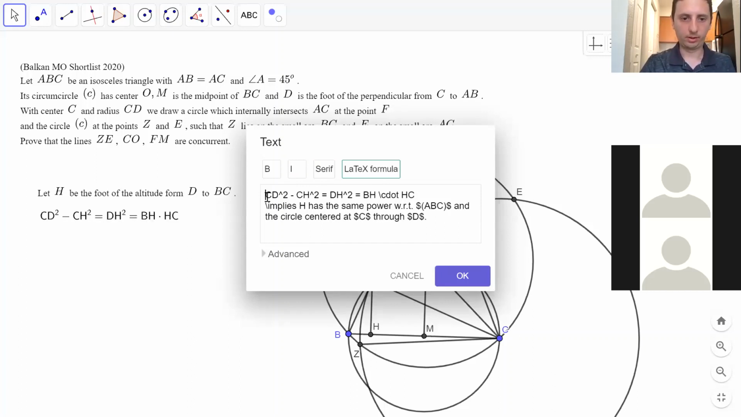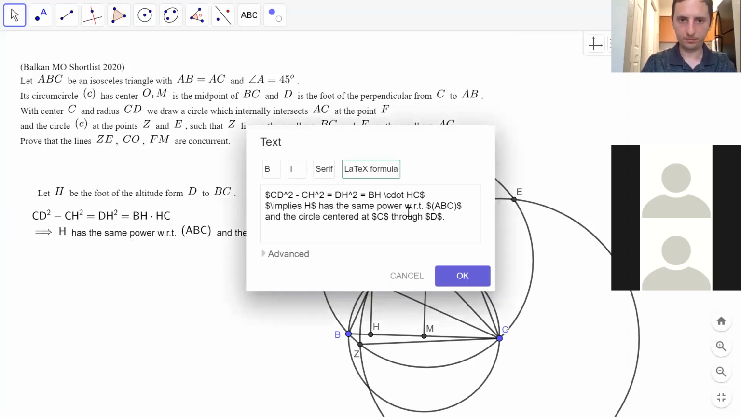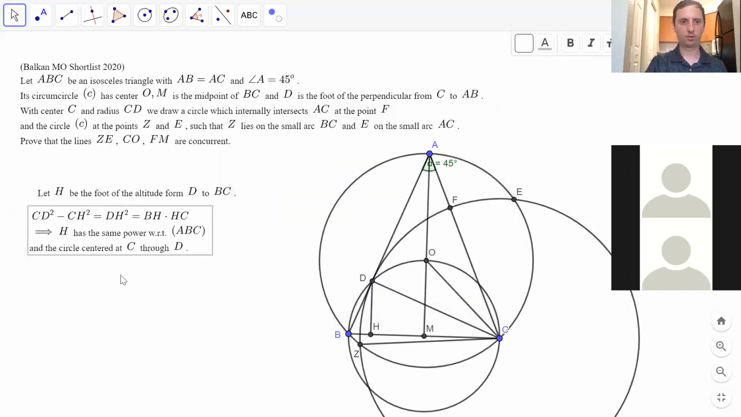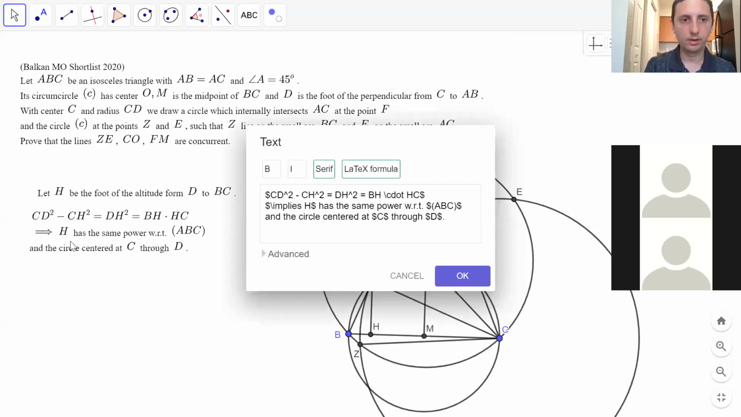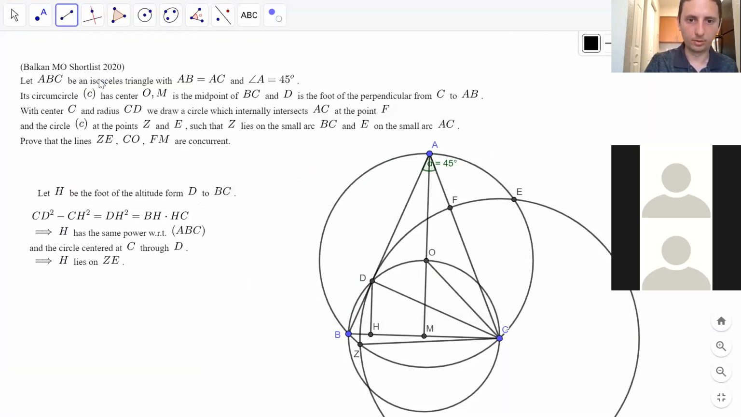All right. Let me hold on one sec. I'll check the chat in just a second. So that means that H lies on ZE. I like that. So I'm going to draw ZE. And then, I don't even know if I need point G. Maybe I'll add that in later.